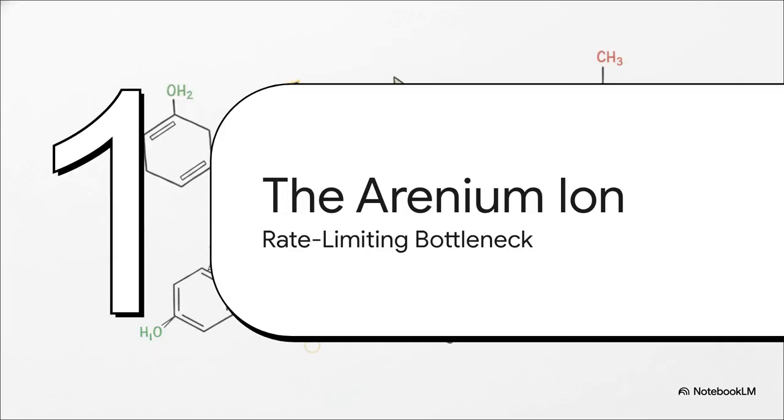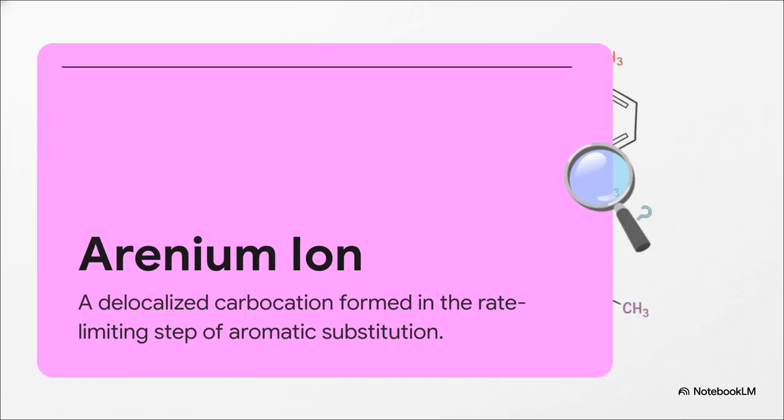All right, part 1, unlocking the arenium ion, the rate-limiting bottleneck. To really get into the fundamental mechanism dictating these massive speed differences, everything, and I mean everything, revolves around this definition, the arenium ion. When an electrophile attacks a substituted benzene, it forms an intermediate. Now, this isn't just some fleeting, unimportant moment. It is the rate-limiting step.